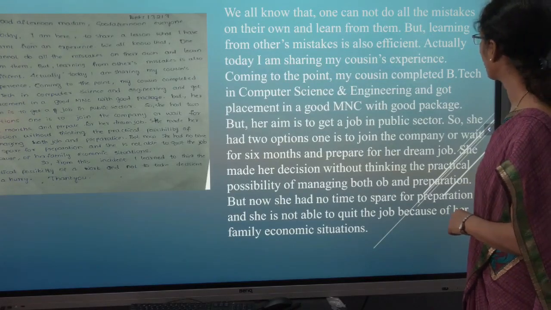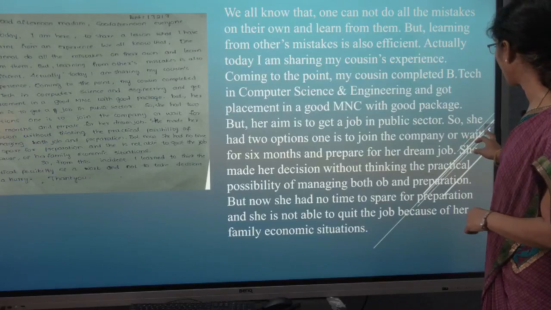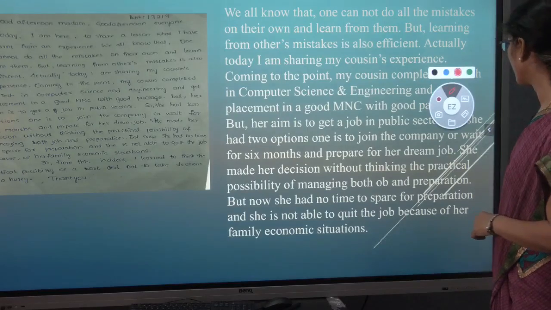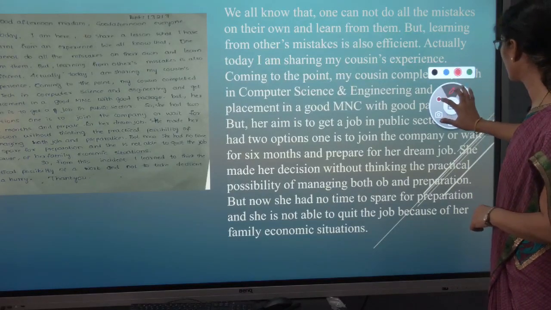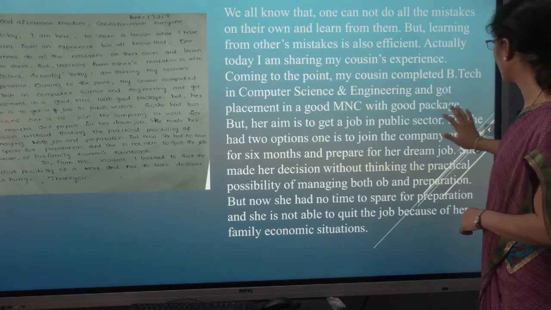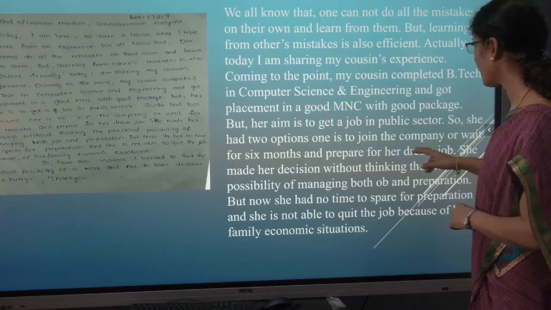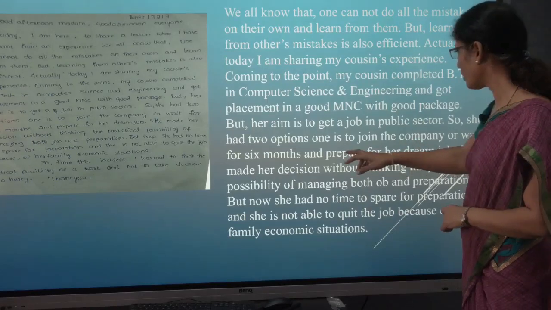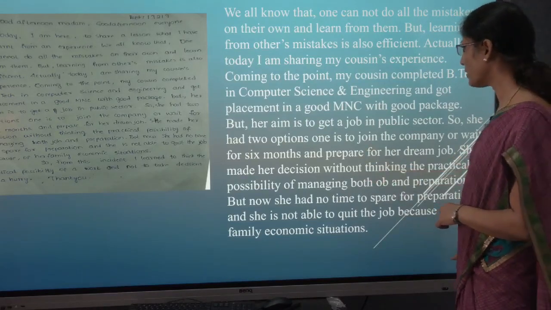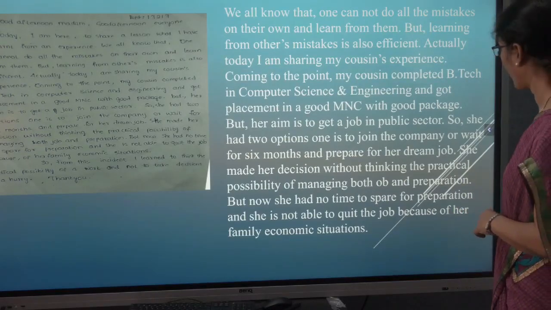Actually today I am sharing my cousin's experience. Coming to the point, my cousin completed BTech in computer science and engineering and got placement in a good MNC with... Okay. So okay, aim is to get a job in public sector. So she had two options. One is to join. So here also you can find mixing of tenses. Okay. So these are the mistakes they are generally making even after a lot of practice.